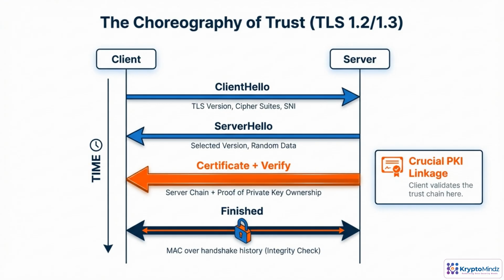Your device walks that chain up to a trusted root CA and checks. Is the name right? Has it been revoked? And does the signature verify? That's the PKI moment of truth. Once those checks pass, both sides finish the handshake with an integrity check over everything they just agreed on. From that point, application data is encrypted and authenticated.